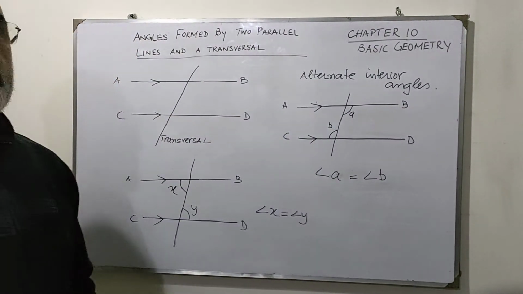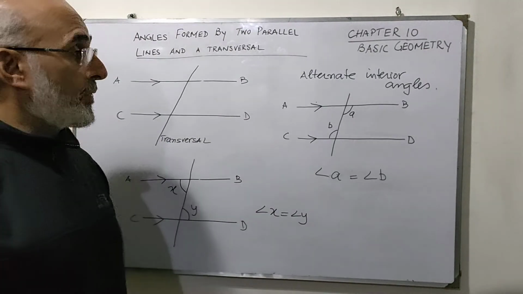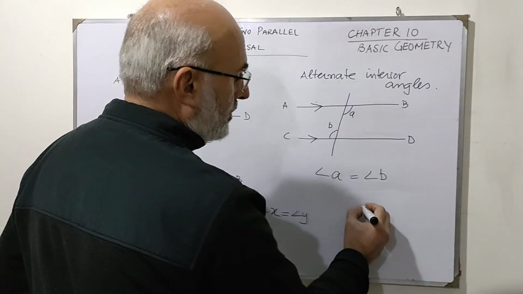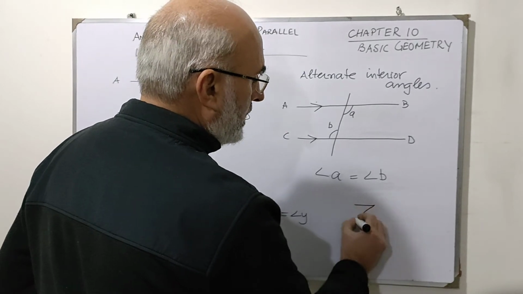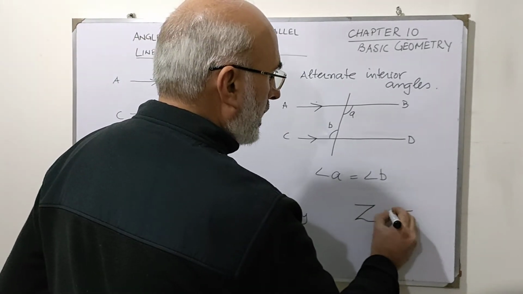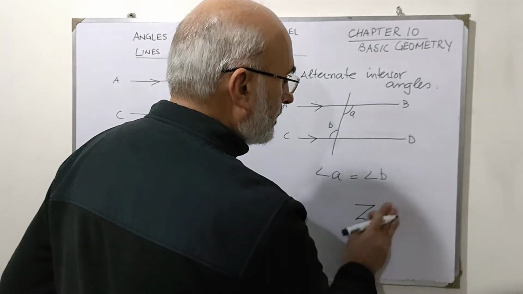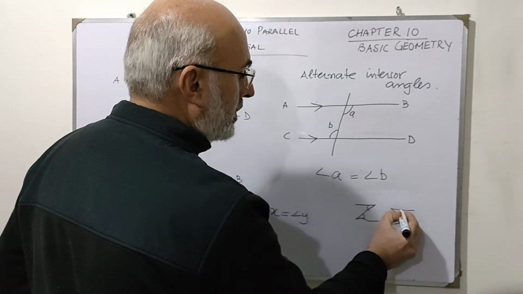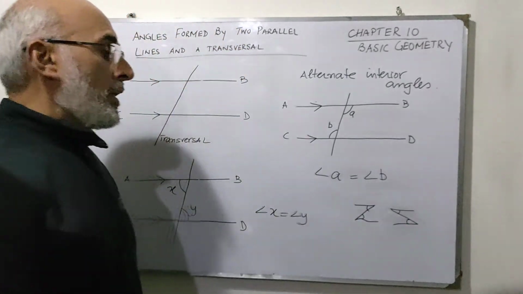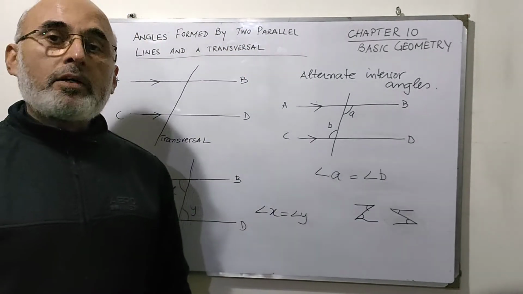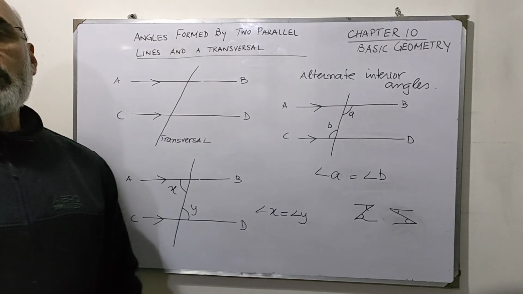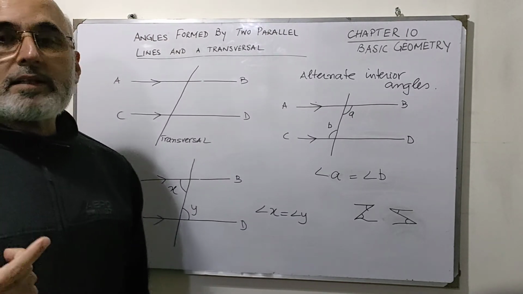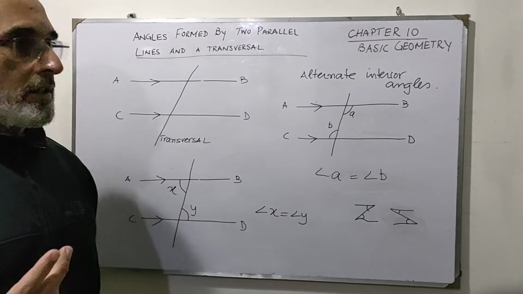Now let's move to just one thing. These angles are remembered with the character Z, like this or like this. Okay, angles. So as corresponding angles are remembered with a character F, these angles are remembered with the character Z.